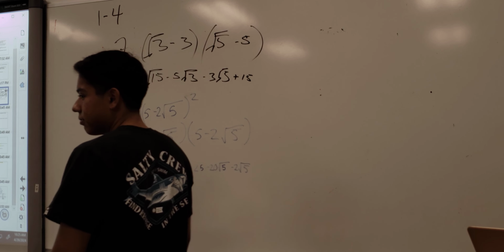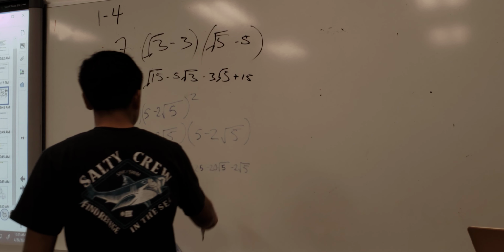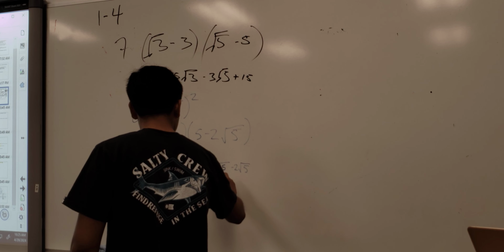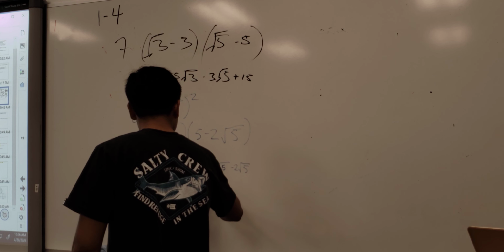Now you can combine like terms with those two, these two, and the one to the right. Times 5 is 20. 45, okay.